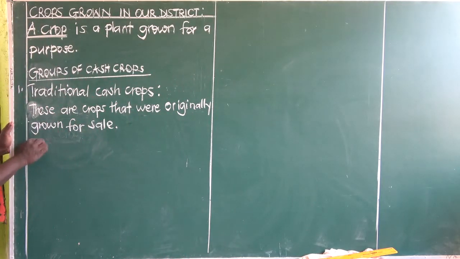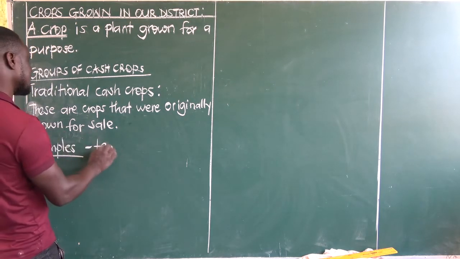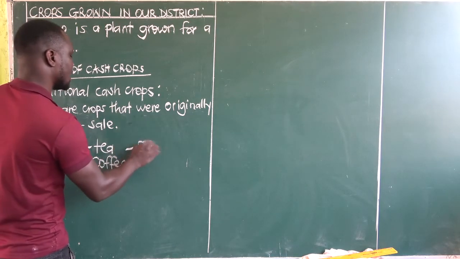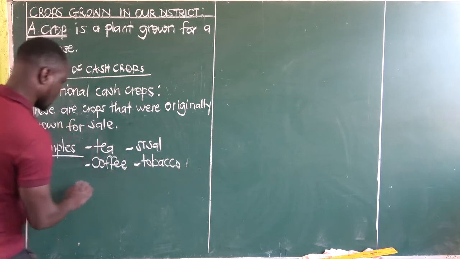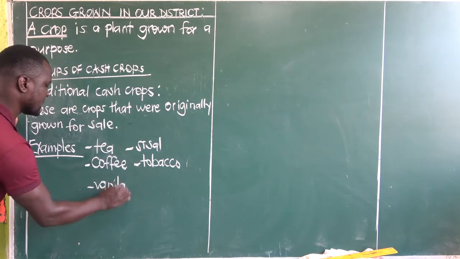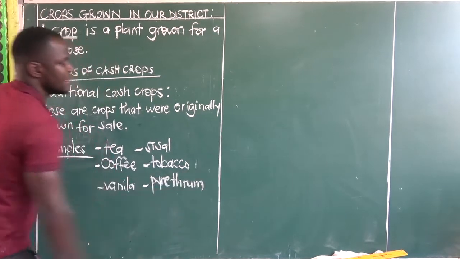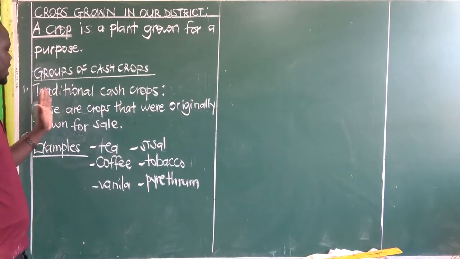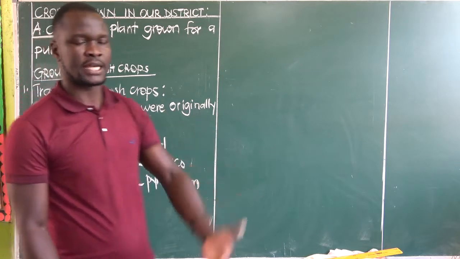When we look at examples of these crops, we shall be looking at crops like tea, coffee, sisal, tobacco, vanilla, pyrethrum. They are not eaten directly, but they are mainly grown for sale. These were the ones that we were looking at as cash crops.